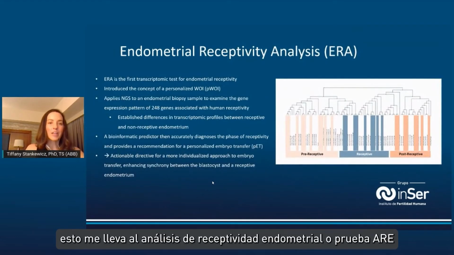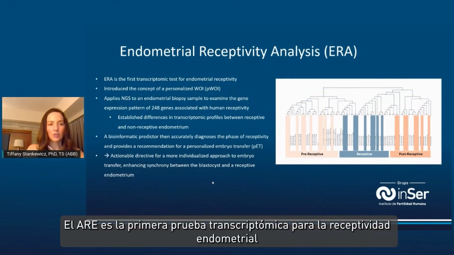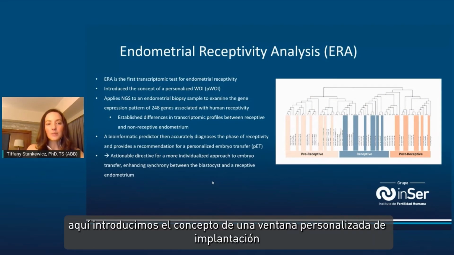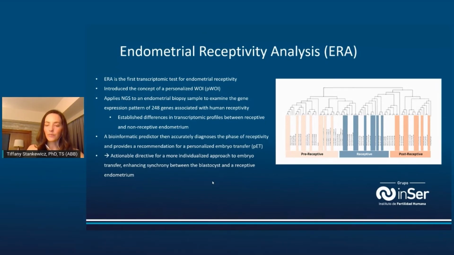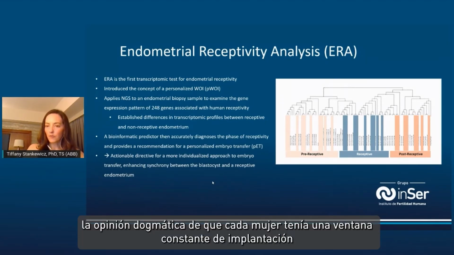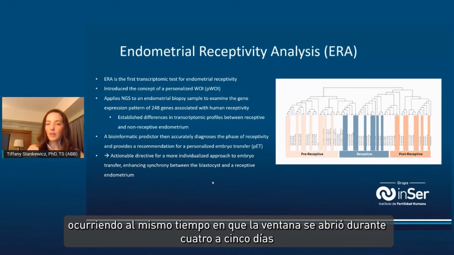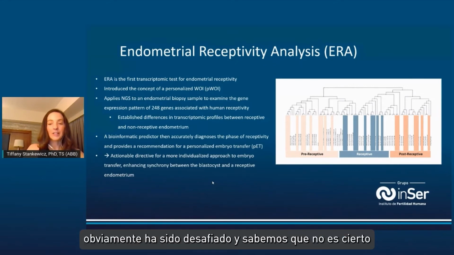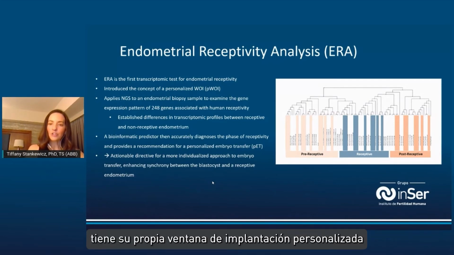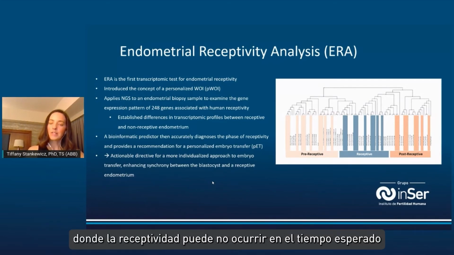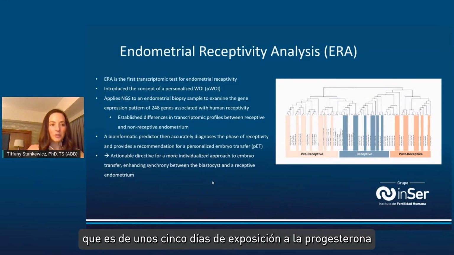Now, this brings me to the endometrial receptivity analysis, or ERA test. The ERA is the first transcriptomic test for endometrial receptivity. Here, we introduce the concept of a personalized window of implantation. As I mentioned before, the dogmatic view that every woman had a consistent window of implantation occurring at the same time, in which the window opened for 4 to 5 days, has obviously been challenged, and we know that it's not true. We now know that each woman has her own personalized window of implantation where receptivity may not occur at the expected time, i.e., about 5 days of progesterone exposure.